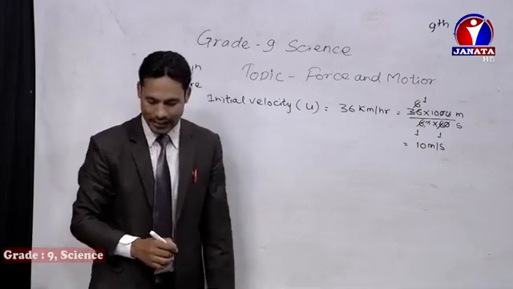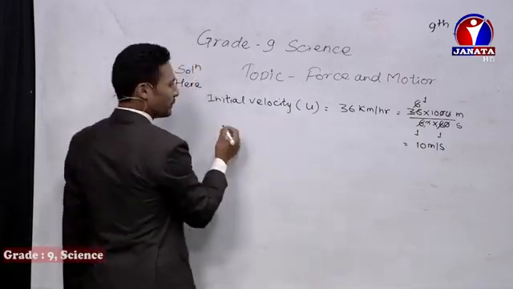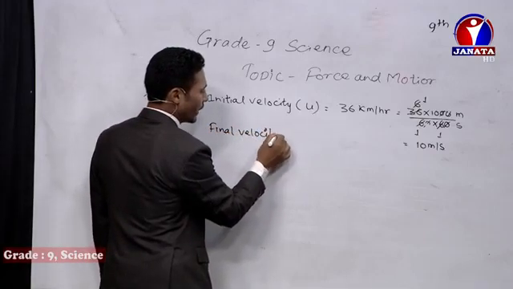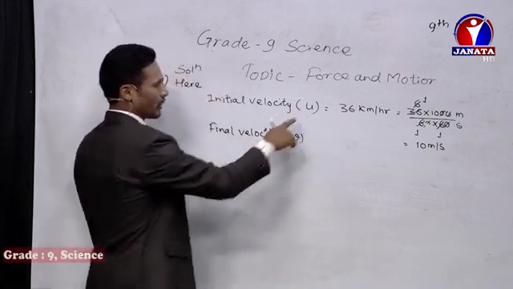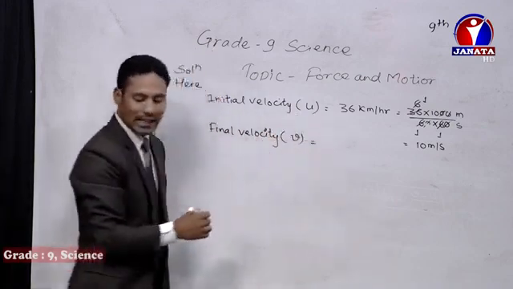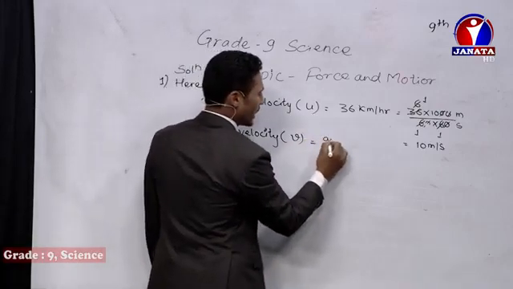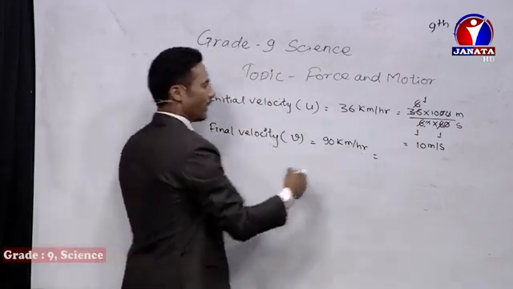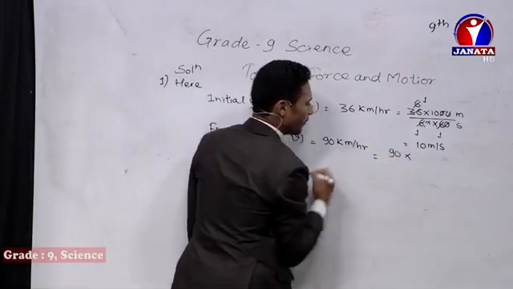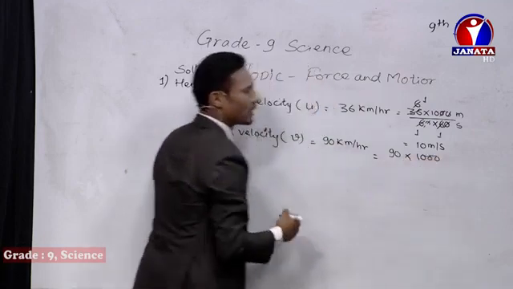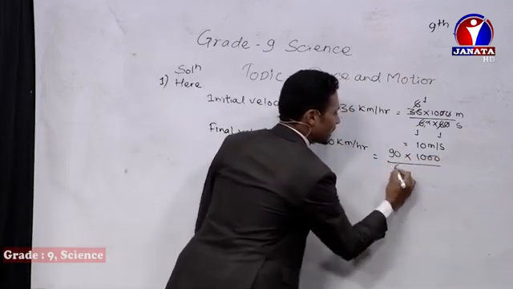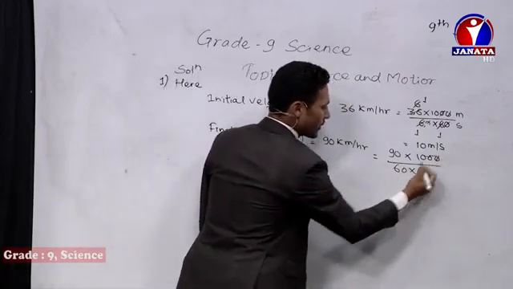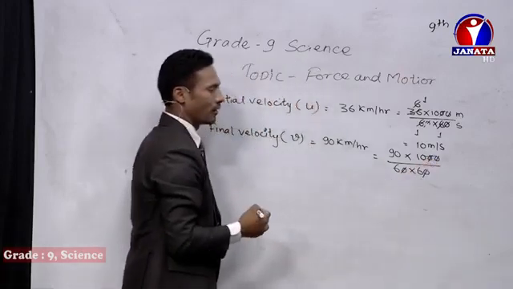So the initial velocity is given, right? Now the final velocity is also given over there. The symbol for this one is v. This is u and this one is v. It is given as 90 kilometer per hour. So let's change this also by the same method. That is 90 multiplied by 1000. Now it is meter, right? Divided by 60 into 60. Okay, so this 0 and this 0 cancel, 0 and 0 cancel, right?